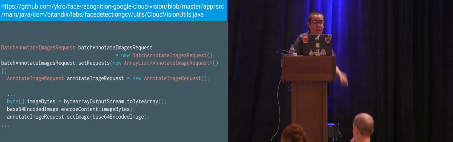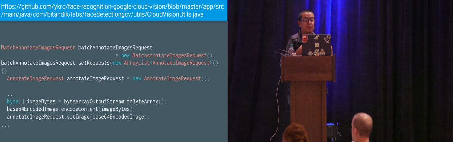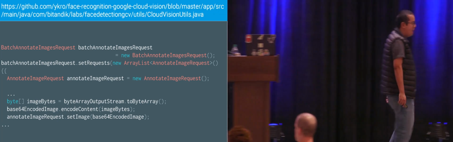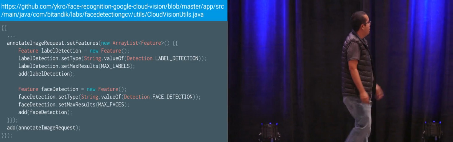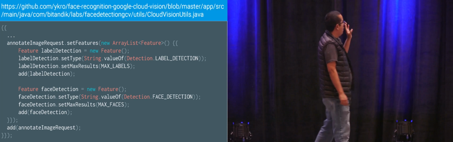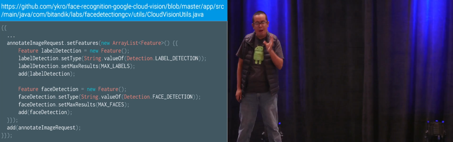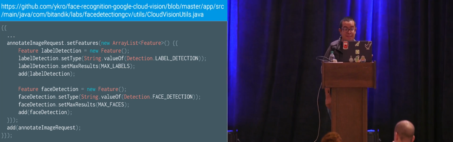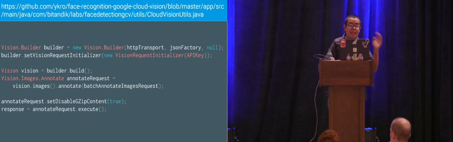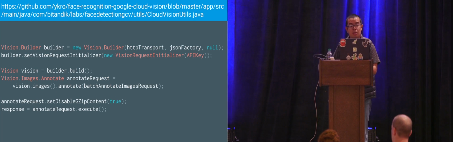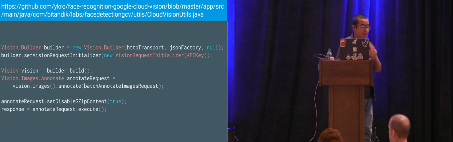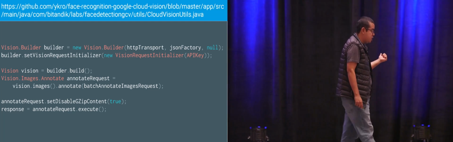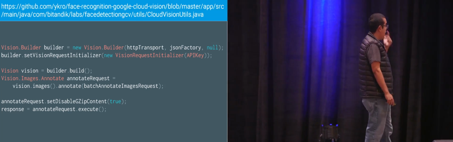In order to work with Cloud Vision, we need to build an image request, add the image to that request using base64 encoding, and tell that request which features we are trying to get. In this case, I'm aiming for label detection and face detection. And then use a vision builder and execute the request. So basically, it's a three-step process: adding the image, saying what I'm looking for in the image, and executing the request.